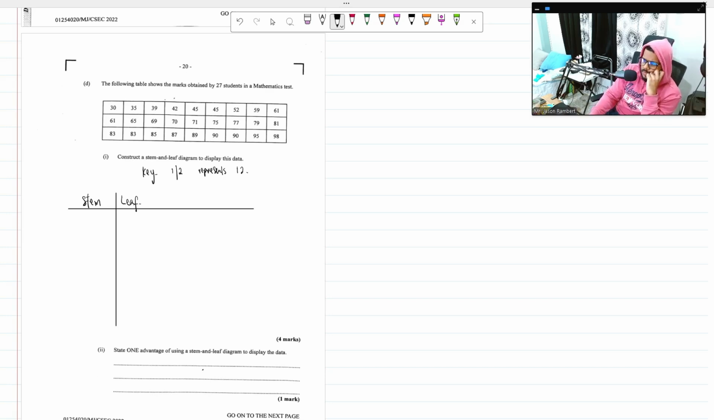So let me go. 27 students. Is it already in order? It looks like it's in order already. So we have 3, then 4, then let me leave some space, 5, and I have 6s, 7s, 8s, and 9s. So it's in order already.